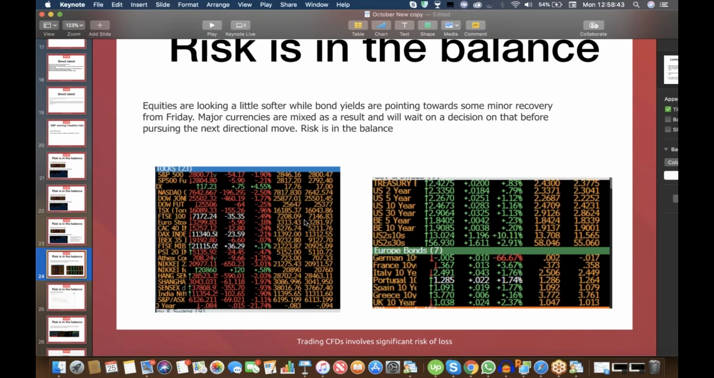Equities are looking a little bit softer. You see the equities, they're down across the board. We've got the European equities marginally down, but still down. And bond yields are pointing to some minor recovery from Friday. So as a result, there's this mix, okay? Risk is in the balance.